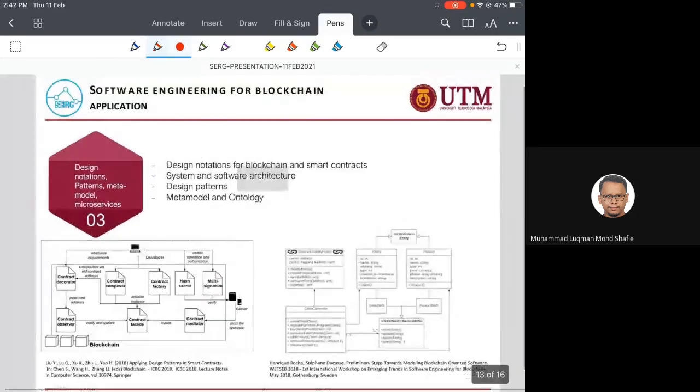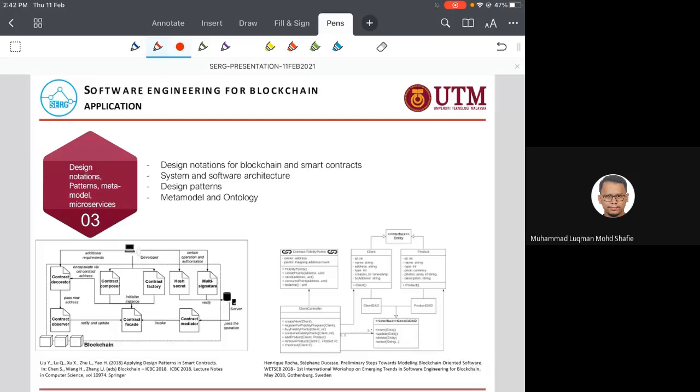Okay, this is about the design notation. This is the paper that you can find after this. You can download and read it. The first one is how they apply design patterns in order to develop blockchain software. As we can see here, our expert, Dr. Shaliza, knows about the composer, contract factory design pattern, mediator design pattern, and so on.